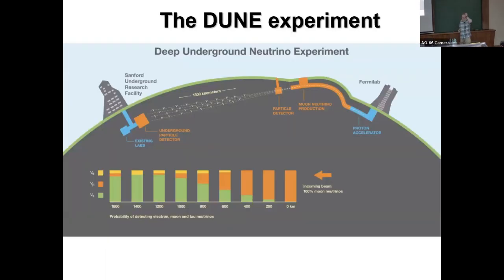Well, in this future, there is an experiment that writes in the future of three-neutrino oscillation, and this is the Dune experiment. Basically, Dune is a mu neutrino beam. It's a mu neutrino beam starting from Fermilab and reaching Sanford Underground Research Facility after traveling 1,300 kilometers.